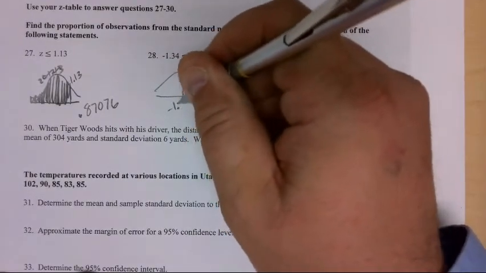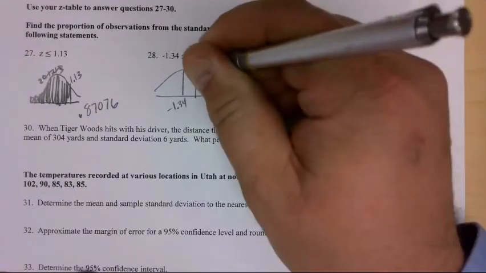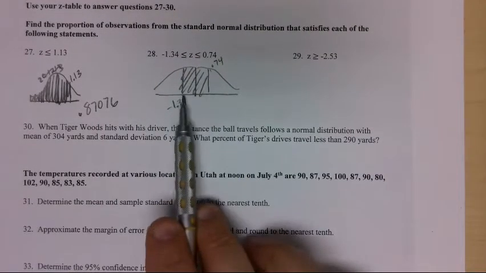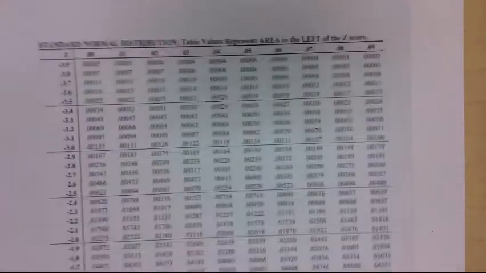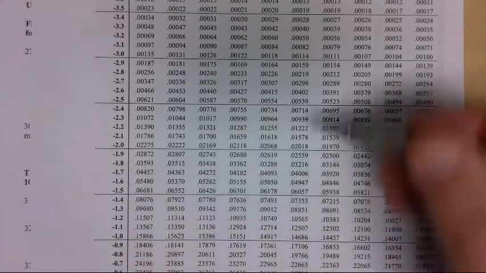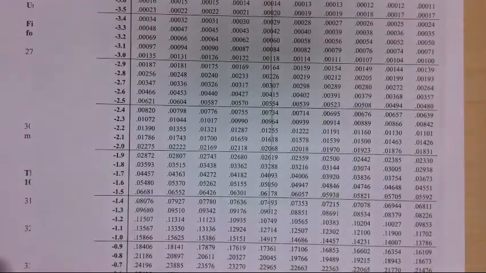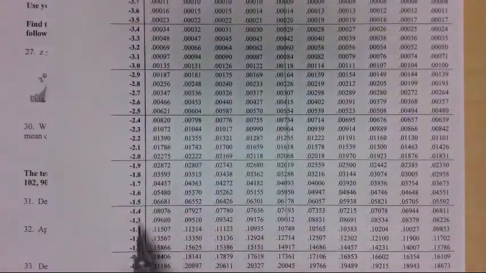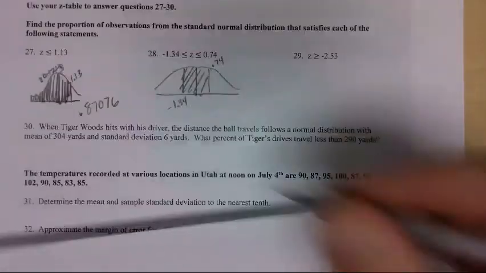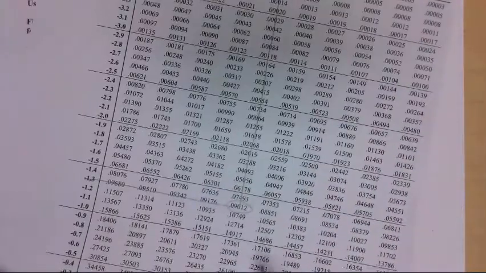So negative 1.34 and 0.74. Remember, for the between, I've got to find the percent below here and the percent below here, and then subtract them. Well, negative 1.34... negative 1.3 and 0.04, and there it is, 0.09012.